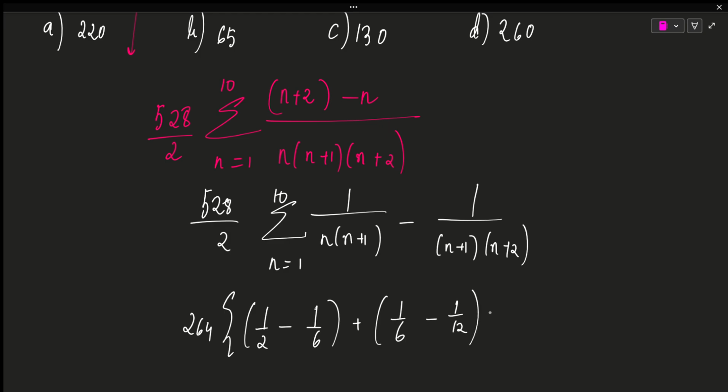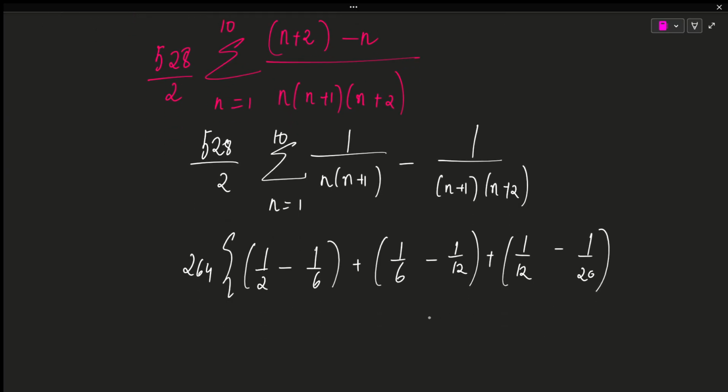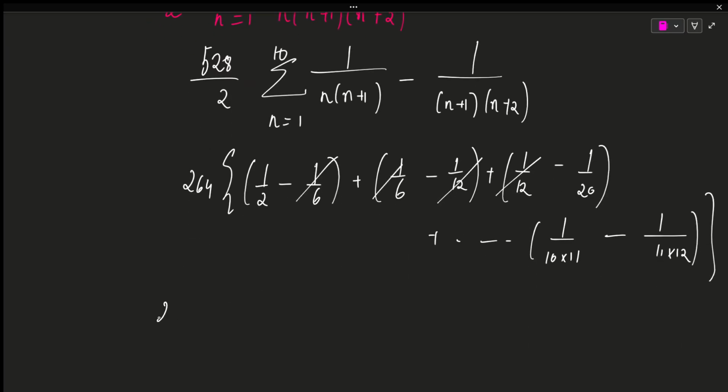Plus again, if you put n equal to 3, this will be 1 by 12 minus 1 by 4 into 5, 1 by 20. Now this will carry on till 10. So this is going to be 1 by 10 into 11 minus 1 by 11 into 12. So if you see, for these many terms, this cancels out. So this is going to be 264 times 1 by 2 minus 1 by 132.